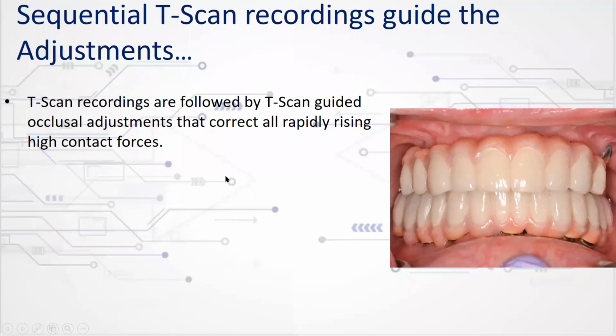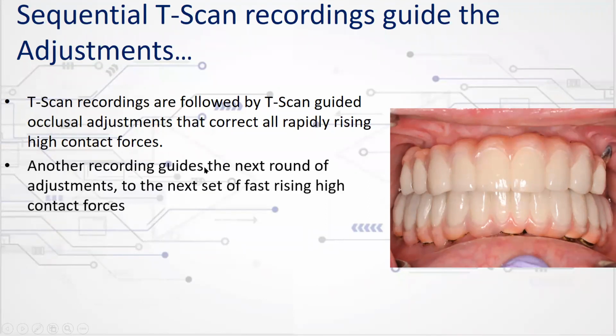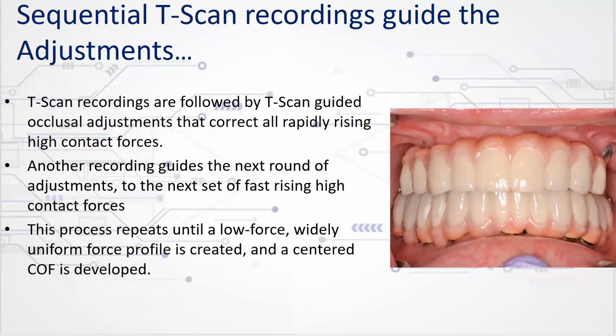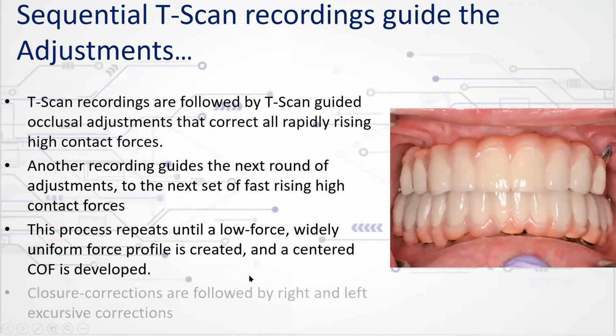Well, you sequentially use it by making recordings and then following those recordings with T-scan guided adjustments of the rapidly rising high forces and moderate forces and the time early contacts. And in the same appointment, you sequentially make another recording and you do another round of adjusting based on the T-scan. And you do this until you have a low force, widely uniform profile created where the center of force is in the middle of all the restorative units. And once you complete that process, you can then go in and do excursive corrections, because the T-scan records dynamically.